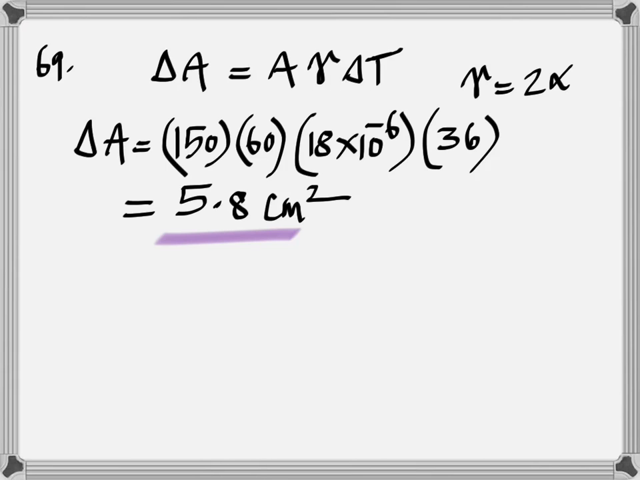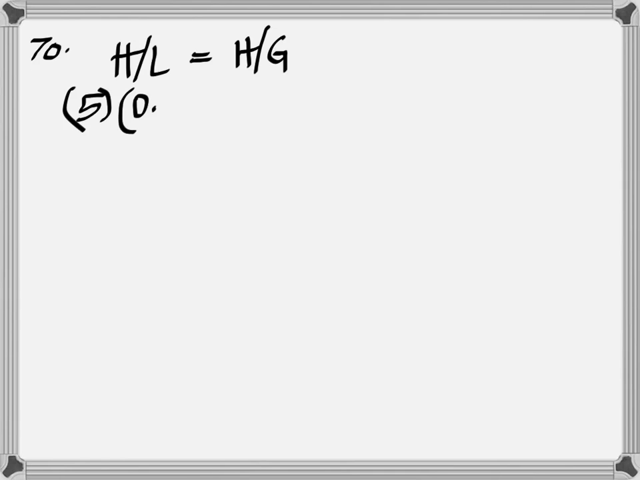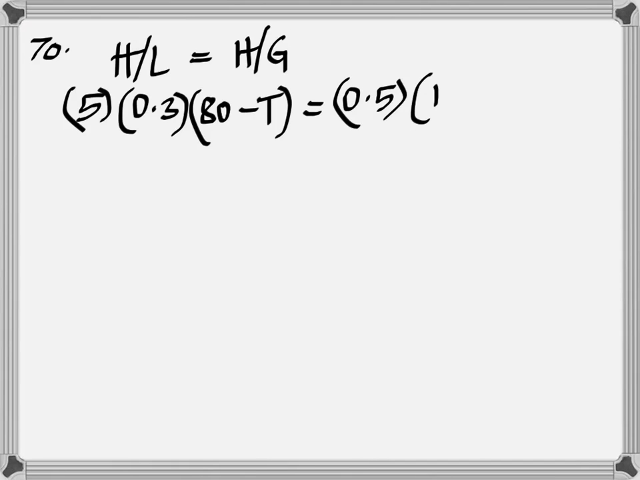Okay. 70. The piece of lead is the hot object, isn't it? And added to water. That is the cold one. So heat lost is equal to heat gained. And I have not written the formula, but you know that the formula is mc delta T. Mass times. The mass is 5. And I'm using the specific heat in calories per gram.